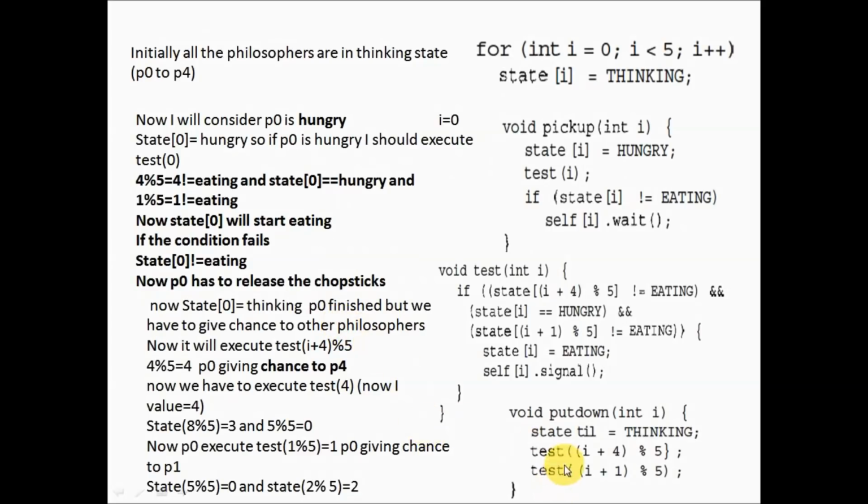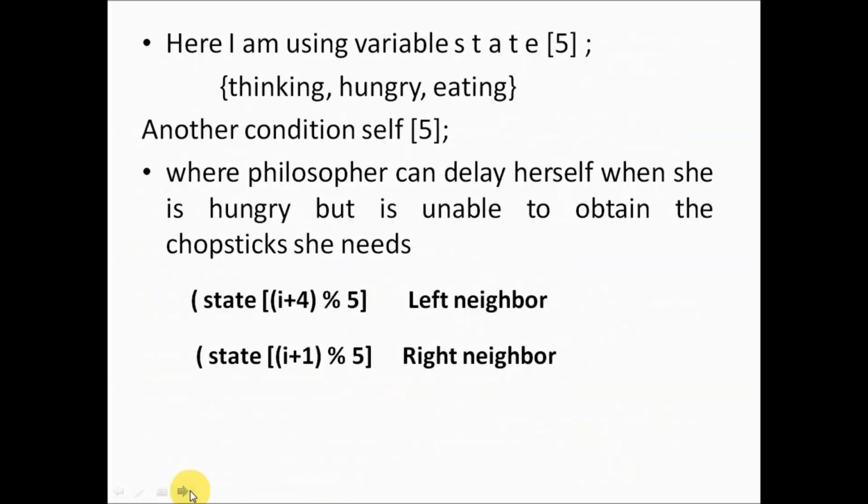So what is the next statement here? Test of (i + 1) modulus 5. I is what? 4. Now i is changed to 4. Just remember that, int i. So i value is 4. 4 plus 1, 5 modulus 5 is what? 0. 5 modulus 5 is 0.